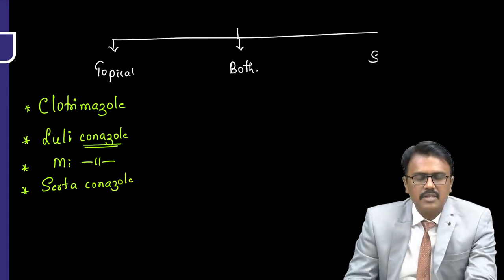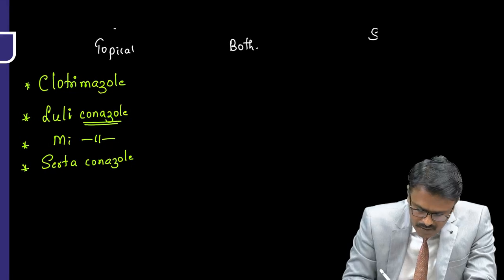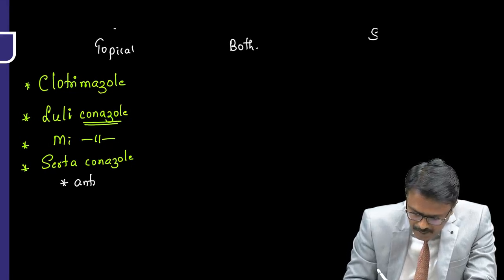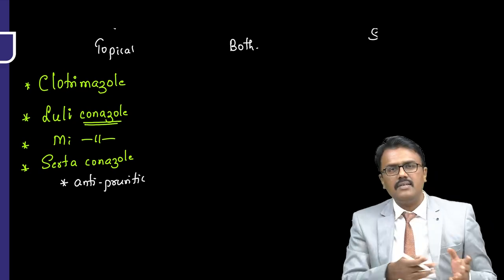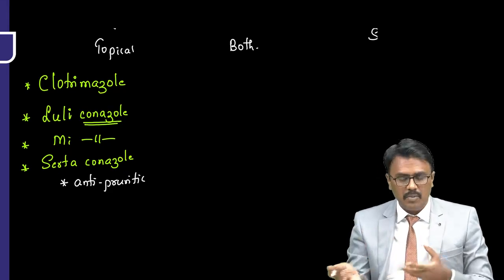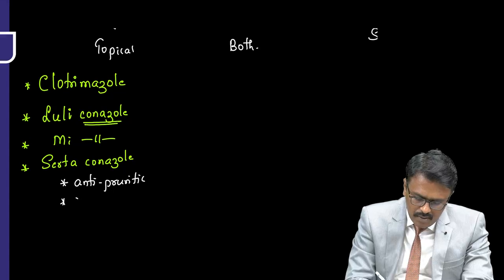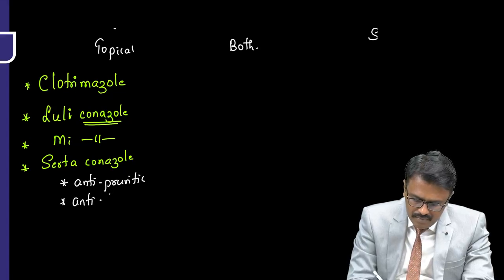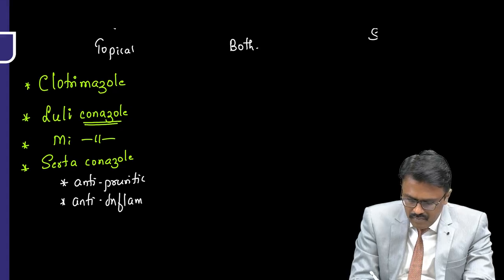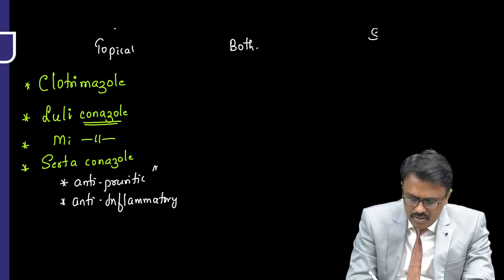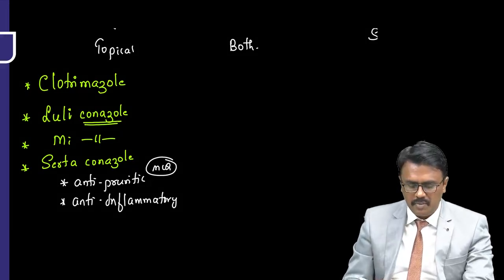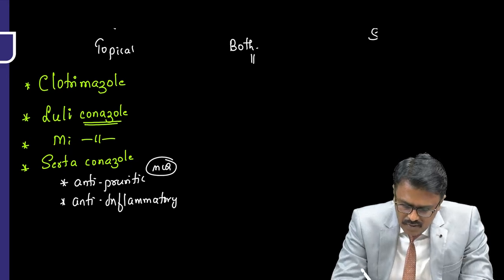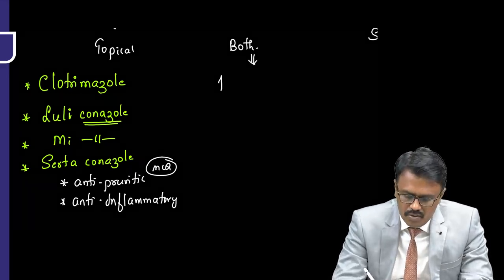Sertaconazole has another special property. It has two important properties: antipruritic. So very good, because when there is a fungal infection, there will be itching. So it has antipruritic and one more important property, anti-inflammatory. Very important. So this was an important question: which antifungal has antipruritic properties? Sertaconazole. Now, what is the one which can be used both ways? Ketoconazole.